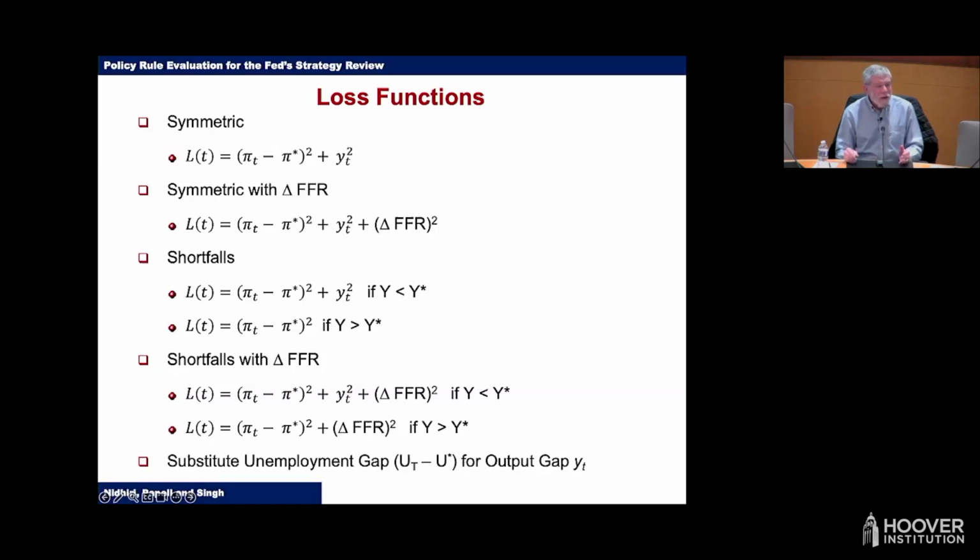Shortfalls: if output is under Y star, then you have the normal loss function. If output is greater than Y star, you wipe out that output gap part of it. That has the effect of having all of these shortfall loss functions giving you smaller loss than the symmetric ones, which is utterly irrelevant because you're just wiping out that part of it.